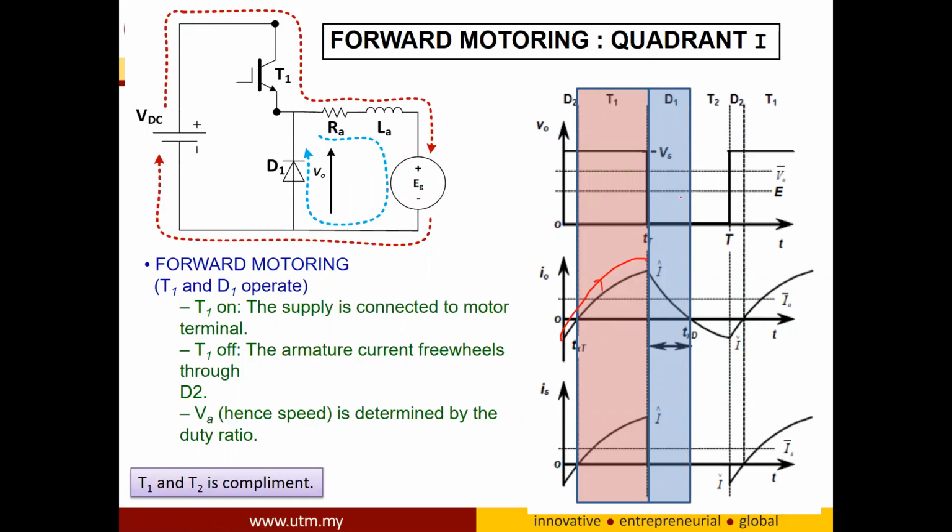Then the current also needs to discharge to complete one cycle. So T1 will turn off and D1 will turn on. The energy inside this inductor will discharge, and the direction of the current is still positive. So during the charging and during the discharge, both currents are positive and the voltage across the armature is also positive. This is for quadrant number 1.